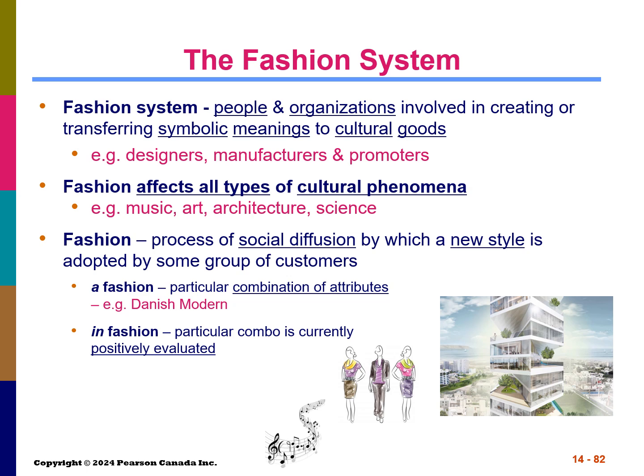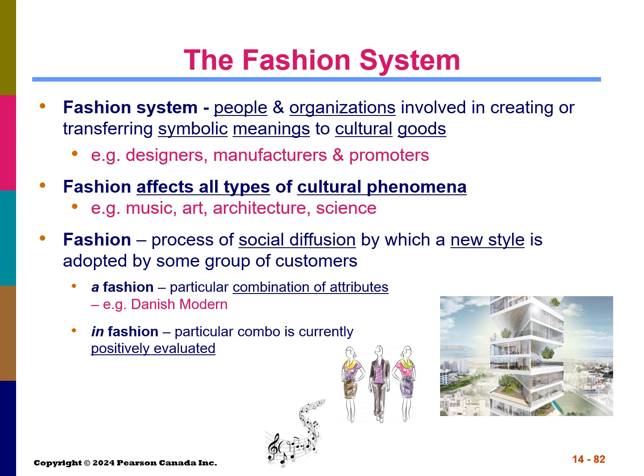We've talked about how advertising and fashion systems move meaning from cultural values and symbols to consumer goods. So what is a fashion system? A fashion system refers to the people like designers and organizations like manufacturers and promoters involved in creating or transferring meanings to cultural goods. Fashion affects all types of cultural phenomena, not just clothing. For example, music, art, architecture, and even science. For example, some research topics are hot at a given time.